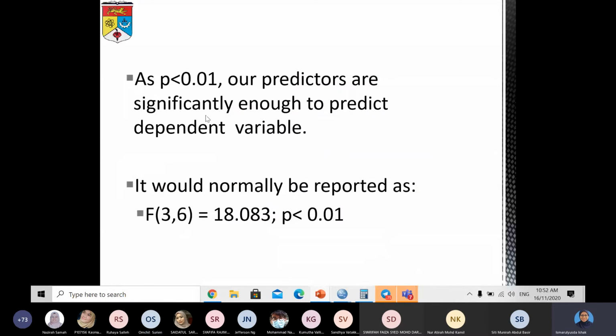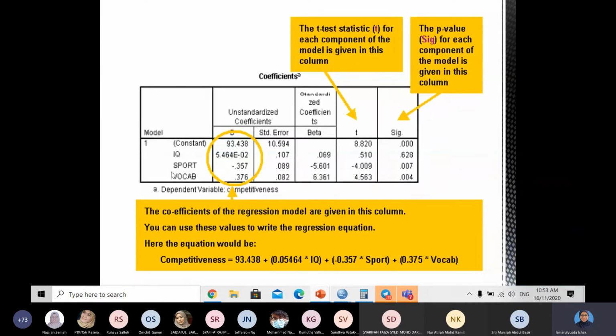SPSS operators are significant enough to predict the dependent variable. It should normally be reported like this one. Then this is the important table to extract your equations. Y is competitiveness, the dependent variable Y.